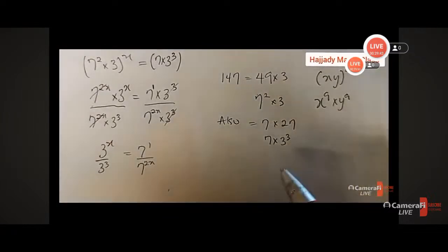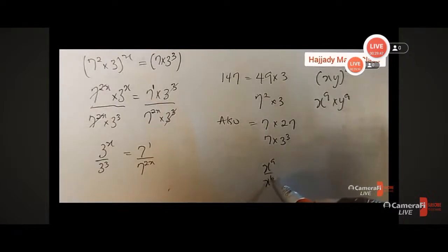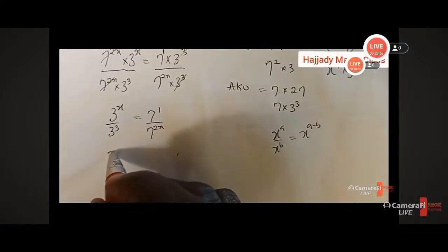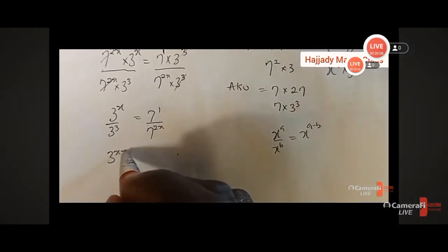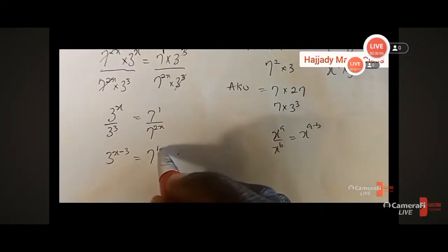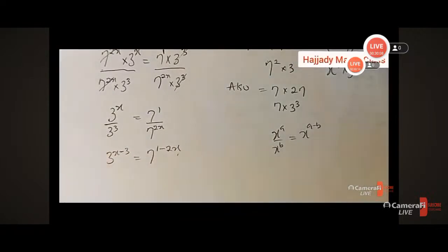Now using the method of indices again, when s raised to power a over s raised to power b, the division rule, we are going to have s raised to power a minus b. You can check some of our videos on indices. On the left hand side here, we are having 3 raised to power x minus 3 equals 7 raised to power 1 minus 2x.